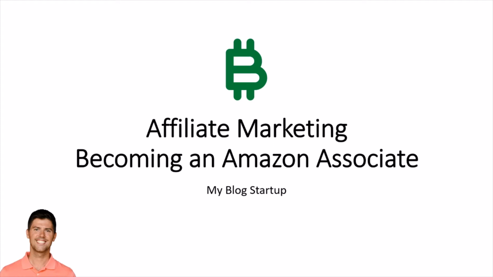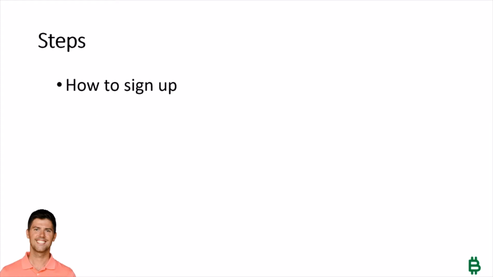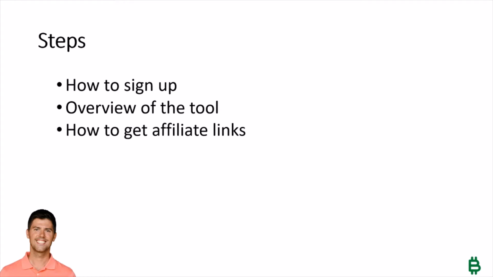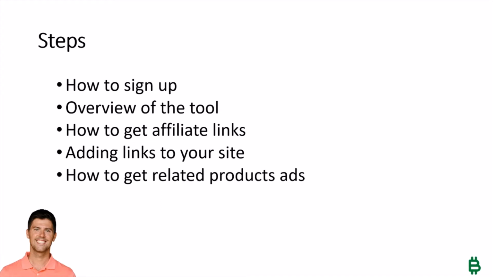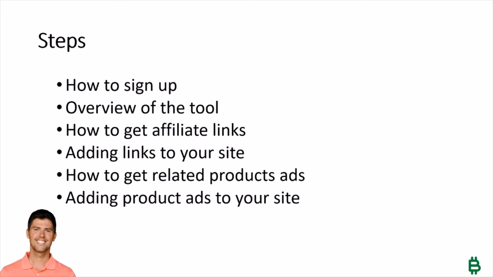All right, but I do want to show you how to sign up for Amazon Associates. I want to show you how the tool works, how to get affiliate links once you are in there, or associate links. They call it their associate program, not affiliate program, but it's the same thing. Then adding links to your site: once you get the product that you want, how you grab that link and add it to your site, and then how you can get related product ads and add those to your site. So nothing too in depth. I want to just keep it high level, get yourself signed up, get yourself looking for niches.